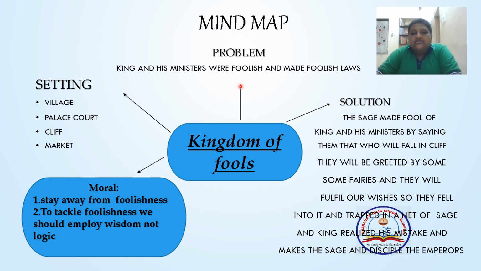There were no fairies. So they were trapped in a net which was placed by the sage, and he taught a lesson for them. And the king realized his mistake and made the sage and the disciple the new emperors of the kingdom, and all the villagers were happy.